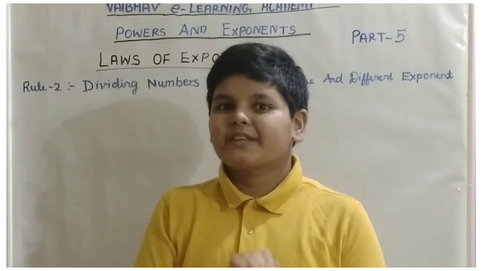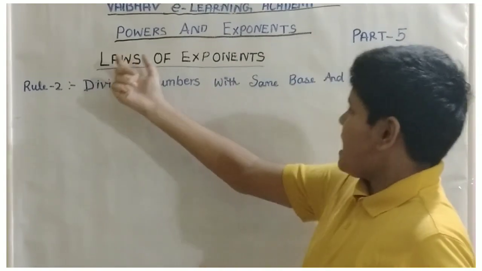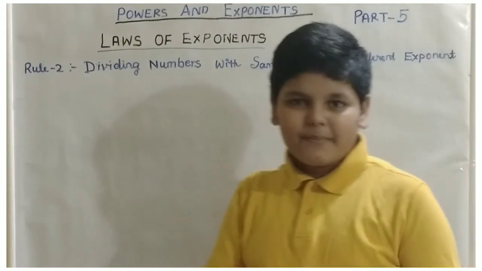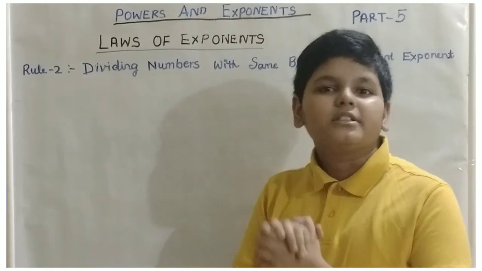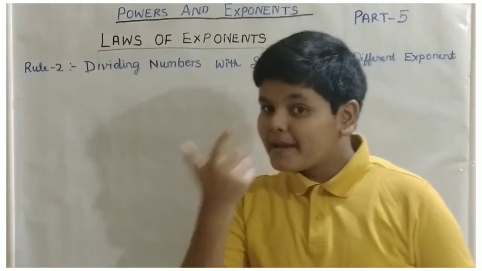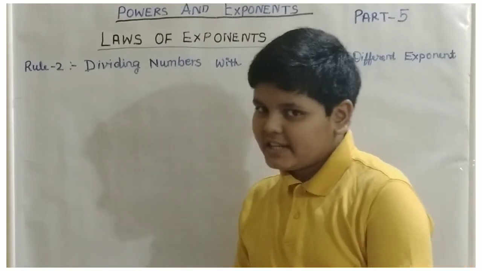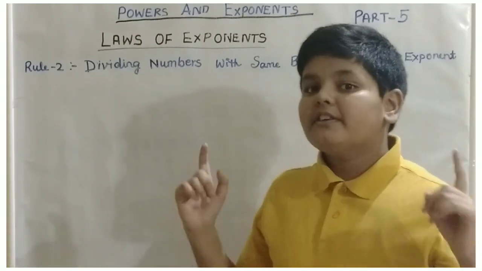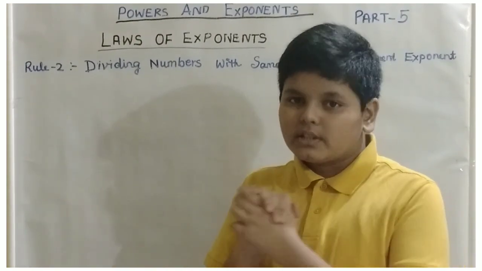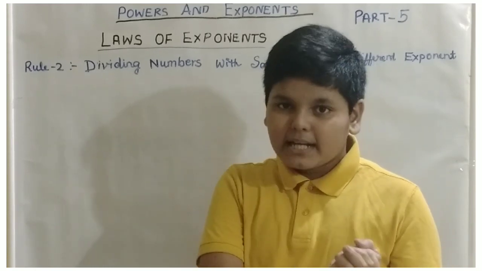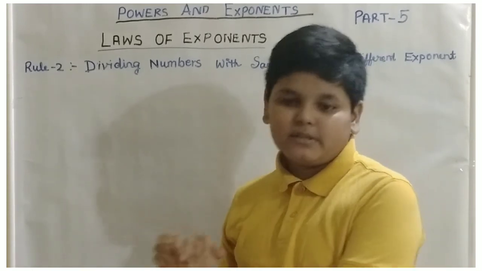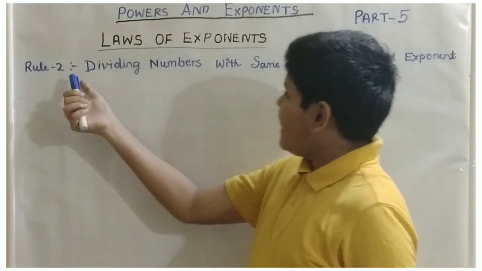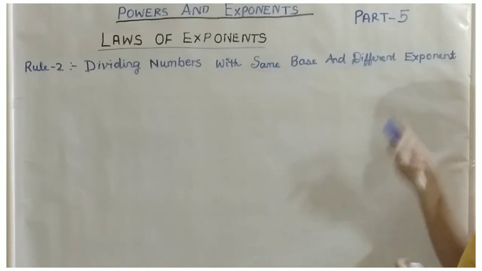Today we are going to continue our topic powers and exponents. This is our part number 5. In my previous video I told you about the laws of exponents. That was the basics of the laws of exponents. I told you why we use the laws of exponents and what the laws of exponents are. I even taught you the first rule of exponents, which is multiplying numbers with same bases and different exponents. Today, we are going to learn our second rule, that is dividing numbers with same base and different exponents.